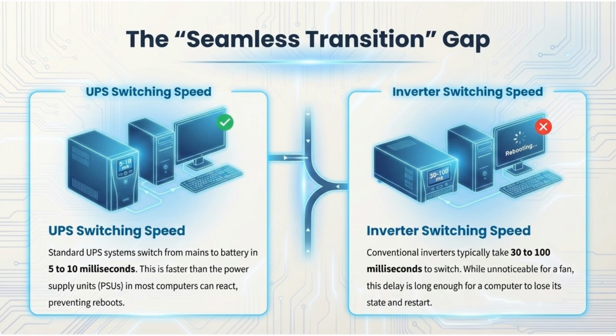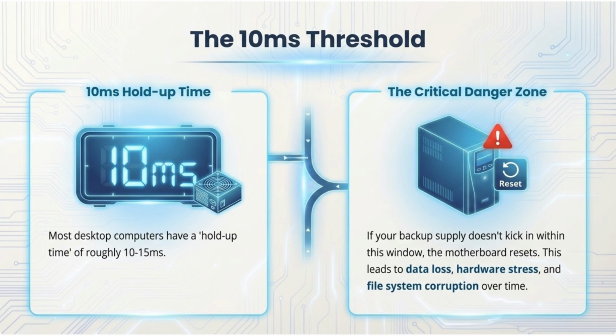UPS systems switch from mains to battery in 5 to 10 milliseconds, preventing computers from rebooting. Conventional inverters take 30 to 100 milliseconds, which can cause a computer to lose its state and restart. The 10 millisecond threshold is critical.